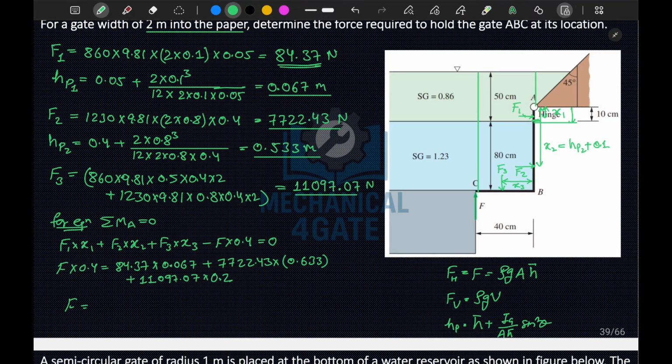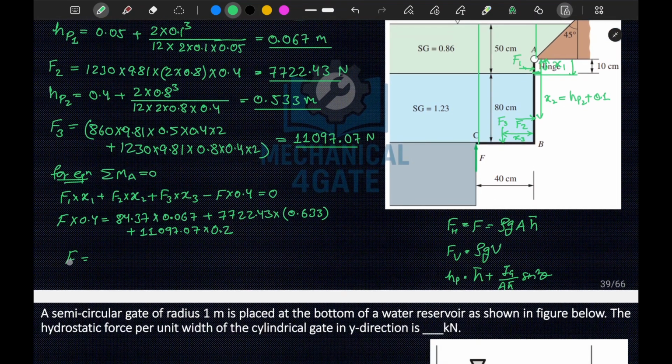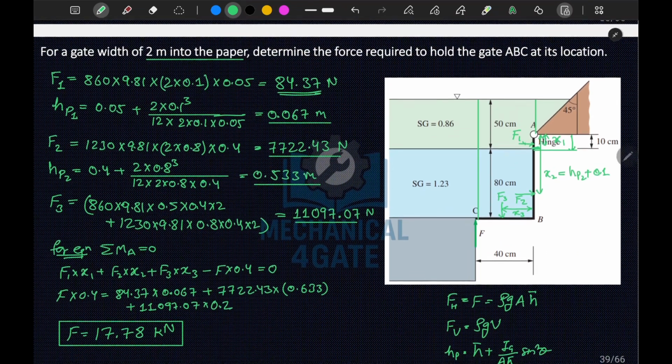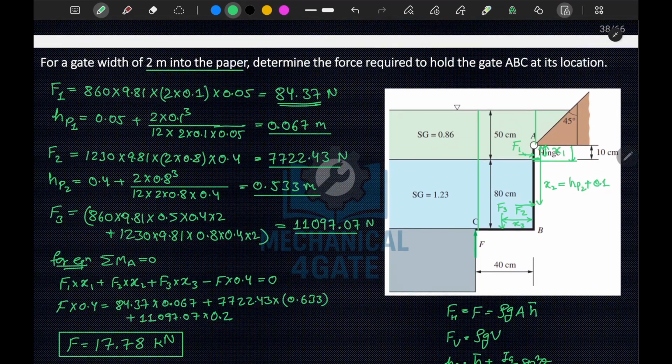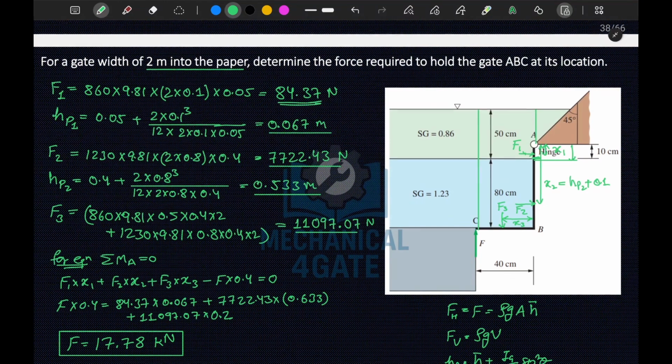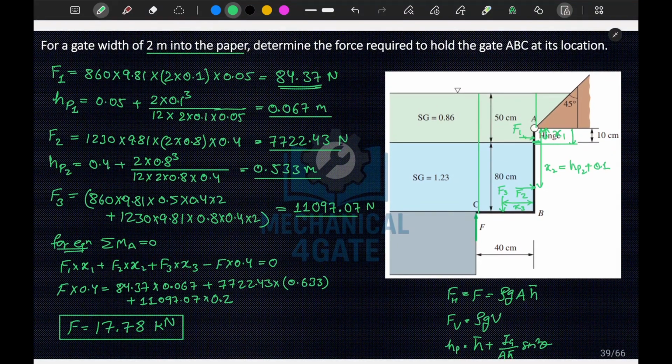So we have obtained the value of F as 17,000, so we can write 17.78 kilonewton. This amount of force will be required to hold the plate at its location, the force required to hold the gate ABC at its location. So I hope you get this.